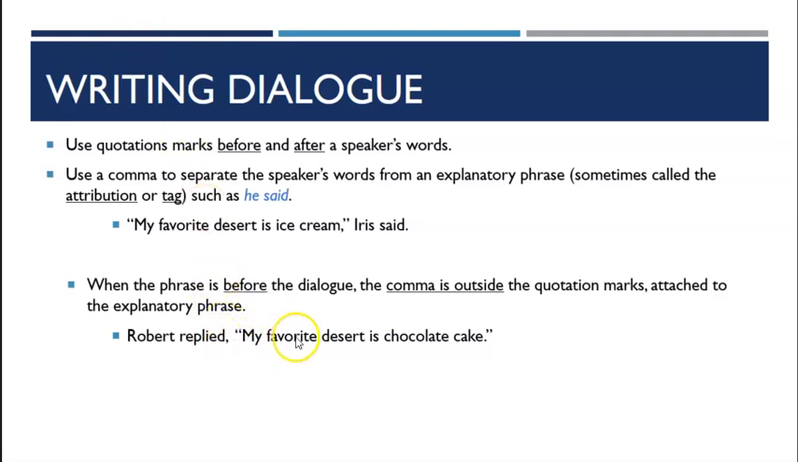Then you have your quotation marks and the words that he's speaking. "My favorite dessert is chocolate cake." And you'll notice the period for his sentence is inside that closing set of quotation marks because it's the ending of the sentence.